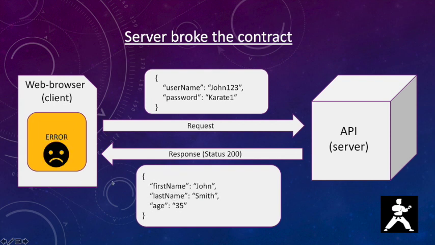Or we can have an even more catastrophic scenario, when we make a request, we get the response, and our response does not have the access token. And this is a required parameter for our web browser to make the next request. And we can see some catastrophic error on the web browser. That is why it's very important to verify this integration, that the client and server follow the same contract.